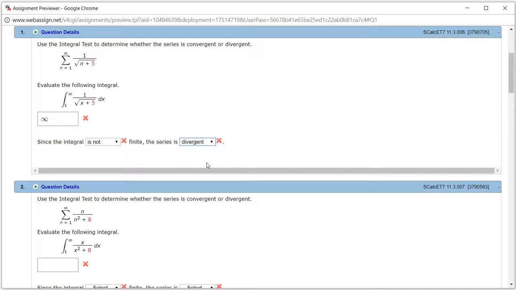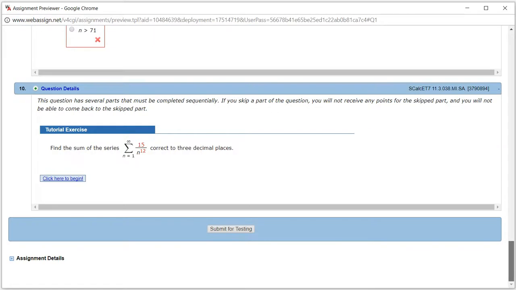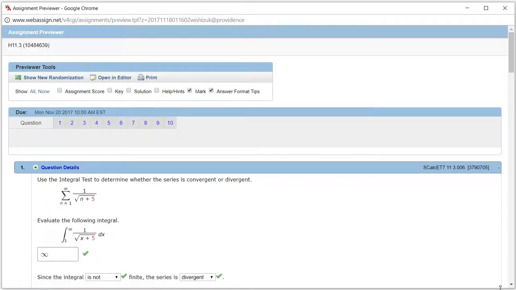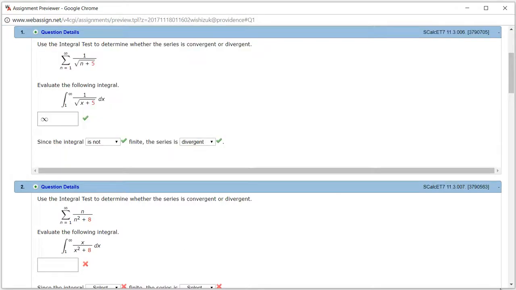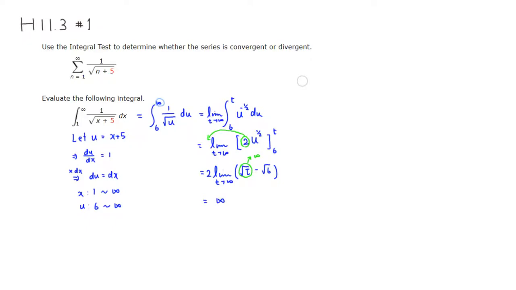Let's check the answer. Submit for testing. It came back, and it looks like we got this one correctly. That's it. I hope that this was clear.